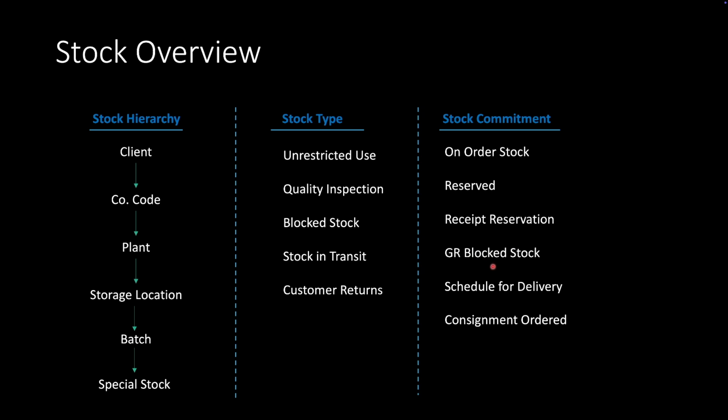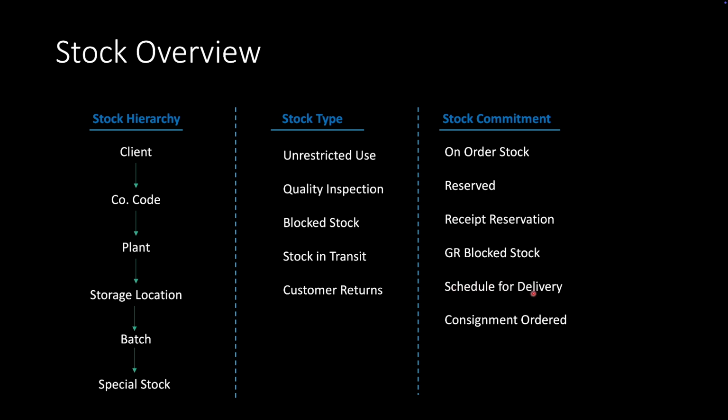Then you have GR blocked stock. We have already discussed this in our two-step GR process in our previous video, where you post a 103 document. When you post the 103 document, the system sends the stock to GR blocked stock. And when you create the GR, then you will receive the stock in your warehouse.